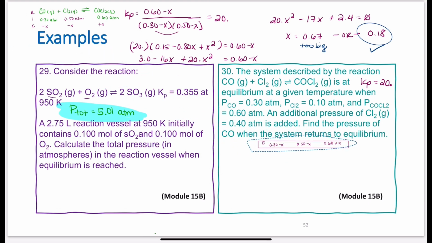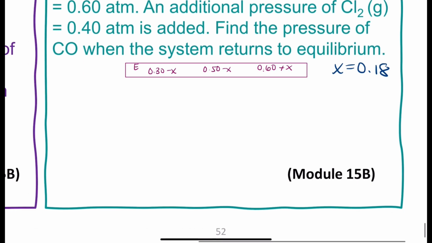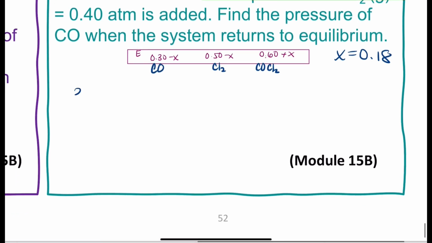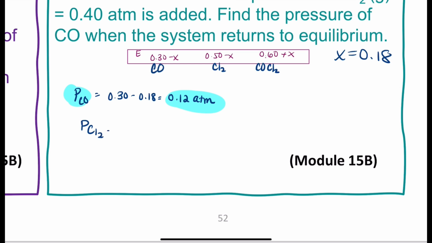I'm going to pull this down. Remember, at equilibrium, this is what I said I had. And I now know that x equals 0.18. This was for CO, Cl2, and COCl2. So my pressure of CO, 0.30 minus 0.18, is adjusted to 0.12 atmospheres. If I cared enough to calculate the other two, my pressure of Cl2 would be 0.32, and my pressure of COCl2 is 0.78.